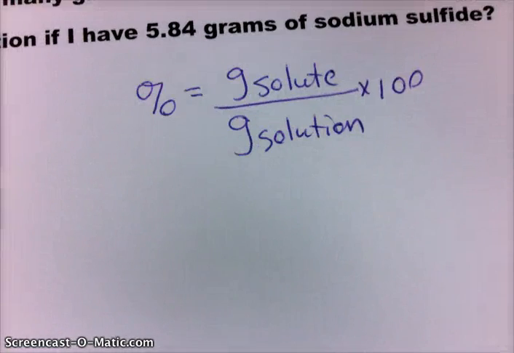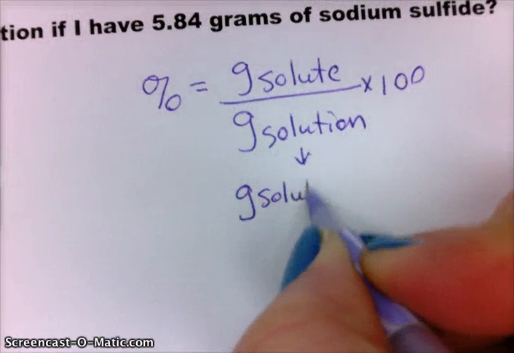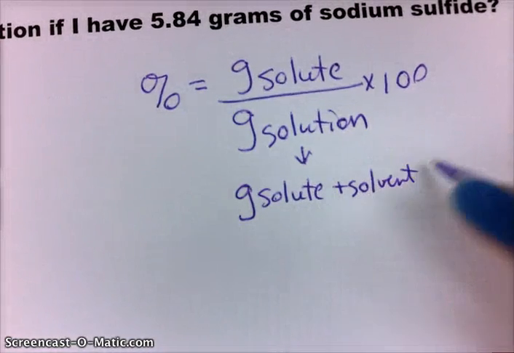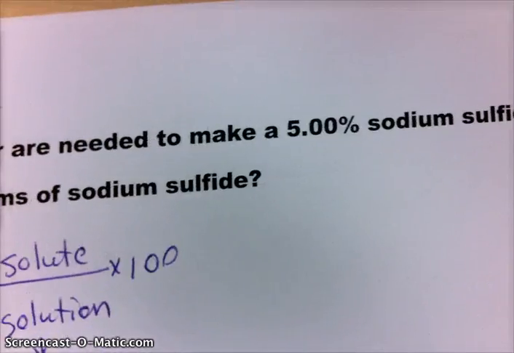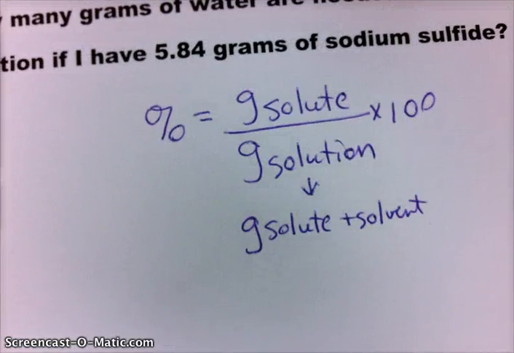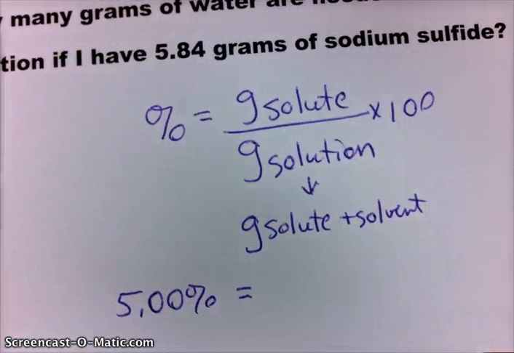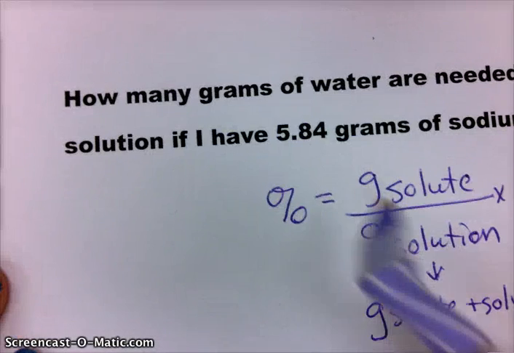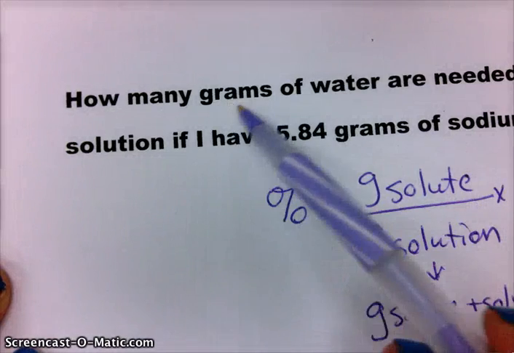Now, one of the things we need to remember is that the grams of solution is the grams of solute plus solvent, because solute plus solvent together make up the solution. So let's plug in what we know. We have a 5% solution, so the percentage is known in this problem. So we have 5.00% equals. This time we're not calculating the percent, it is given. However, we do have 5.84 grams of sodium sulfide, and we're asked to find the grams of water.